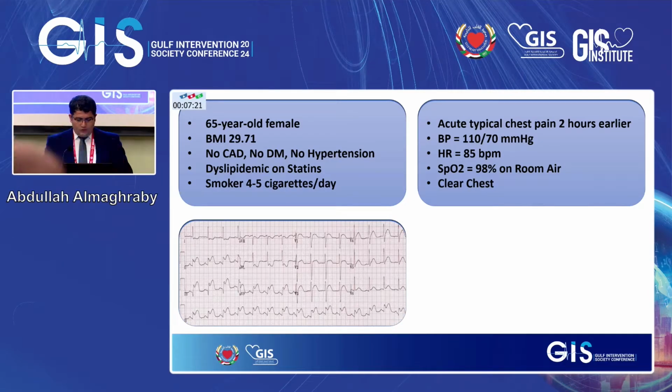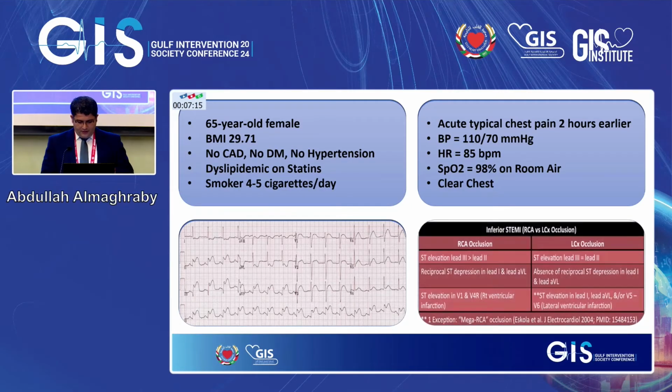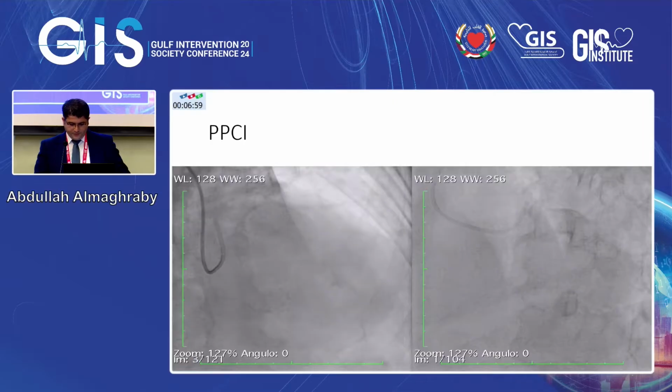Her ECG showed acute inferior myocardial infarction, ST elevation myocardial infarction. And actually, at that time in our center, we should know where is the lesion, where is the obstruction. Either it is RCA occlusion or LCX occlusion. In this case, this was an RCA occlusion by the ECG, ST elevation more in lead 3 than lead 2, and reciprocal ST depression in lead 1 and AVL.